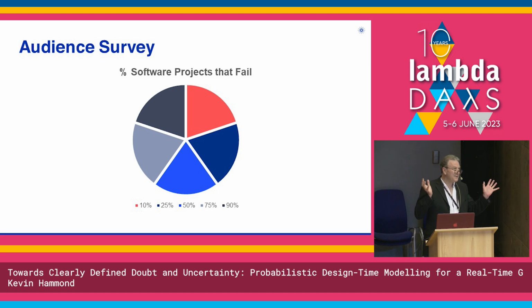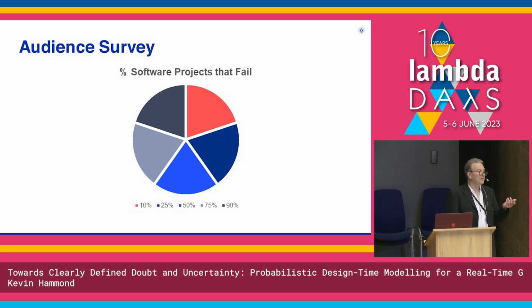Here we have the results of the live survey. This is the percentage of software projects that fail according to the audience. And I can see that we have a lot of pessimists in the audience. A majority of people think that 50% or more of software projects fail. In fact, the majority probably is working on 75% or more. And based on my knowledge of statistics, given that you're a valid sample of the population size, you're probably about right.